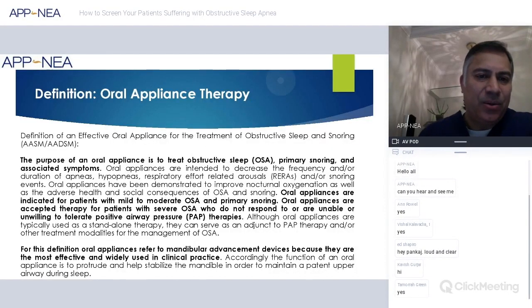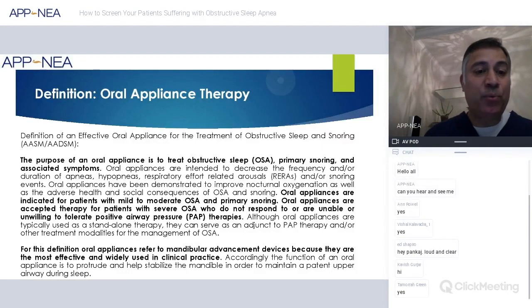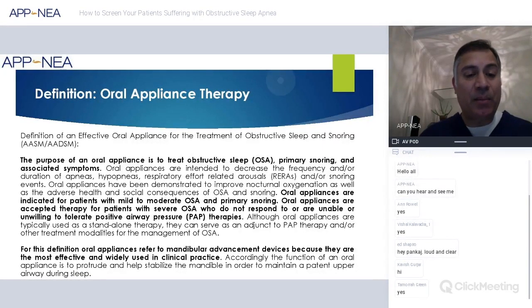So what do we do as dentists? The definition of oral appliance therapy is to first and primarily treat obstructive sleep apnea, improve their symptoms and primary snoring. Oral appliance therapy is indicated as first-round therapy for mild and moderate cases of sleep apnea and primary snoring in the absence of sleep apnea, but also for severe sleep apnea patients who are not able to tolerate a CPAP or just plain refuse CPAP. For those, oral appliance therapy is recommended versus no therapy or surgery.